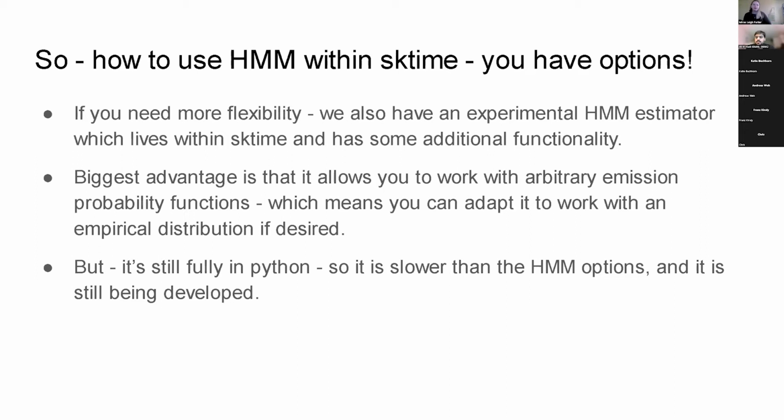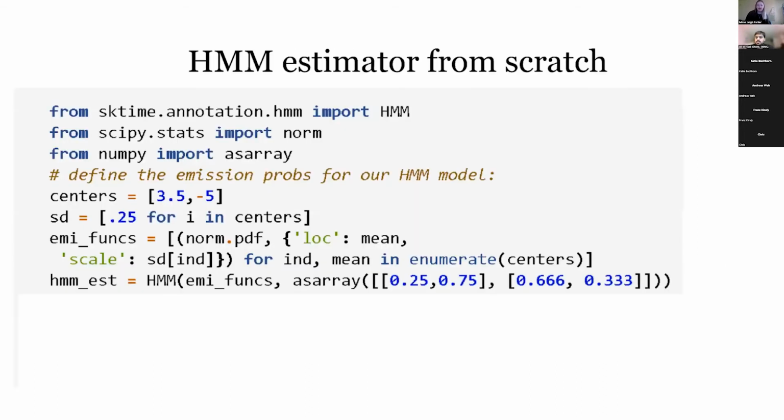So this might be useful in the case where you might have an empirical distribution. You don't have one of those nice distributions that a lot of HMM Learn has been built around, but it's still fully in Python. It's a lot slower than the other HMM options. I've done some stuff to speed it up, and I might try and pass some of the expensive steps off to C++ in the future, but it's not going to work as quickly with a very large data set as HMM Learn does. But I just wanted to highlight the fact that it had this slightly different functionality.